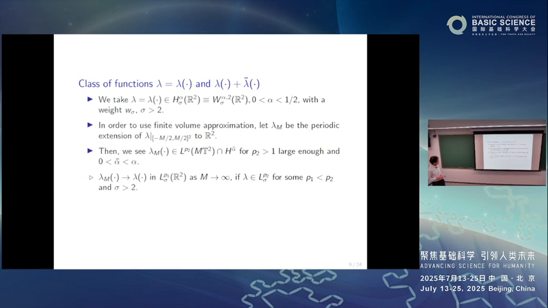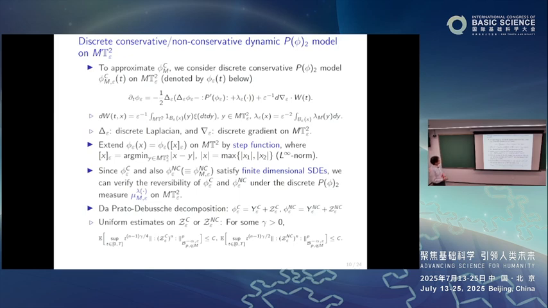Then we just restrict to this, and then we extend periodically to the outside. That is called lambda. Then this converges well. Then the discrete conservative and non-conservative dynamics, but a discrete one. This is the first step which we discussed.